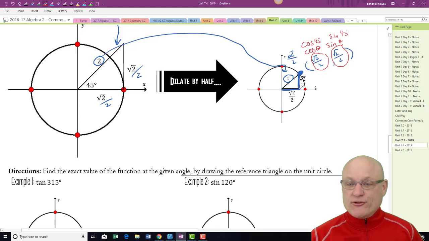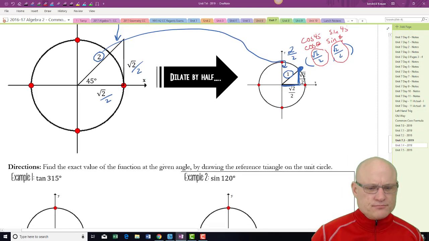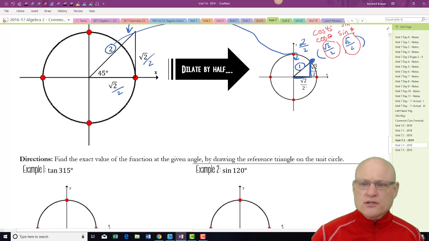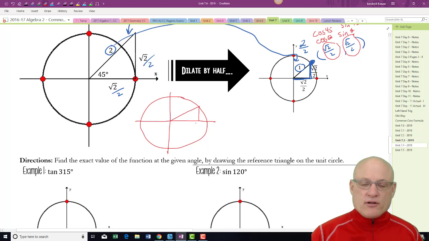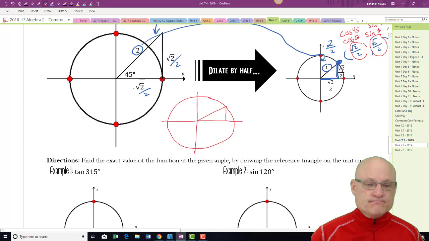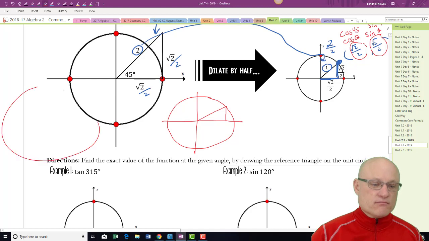So that's the unit circle. And if we did this for, by the way, let's say we had our unit circle, we did the same thing, and we dilated it. So now, instead of 45 degrees, we had, let's say, 30 degrees. So we had this, and I had a 30-degree angle.